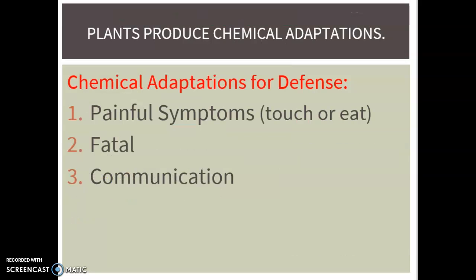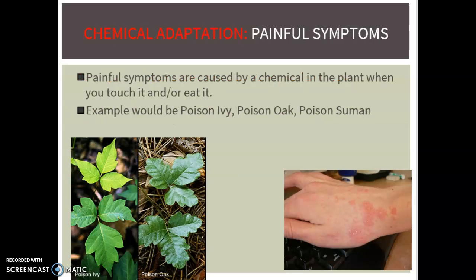All right, let's talk about chemical adaptations. So the three are painful symptoms to touch or to eat, fatal symptoms, aka death, and communication. Let's talk about painful symptoms. We do have these here in Michigan. Painful symptoms are actually caused by a chemical in the plant when you touch that plant or you eat the plant.